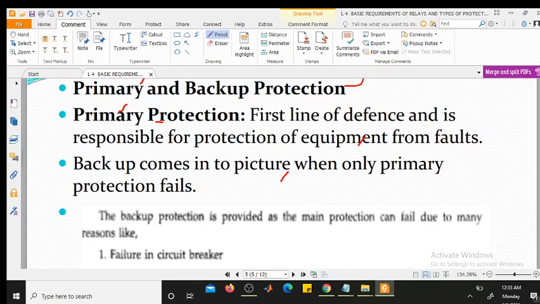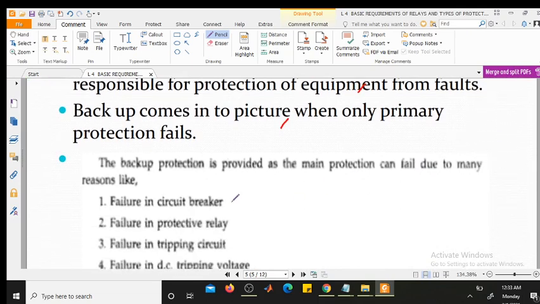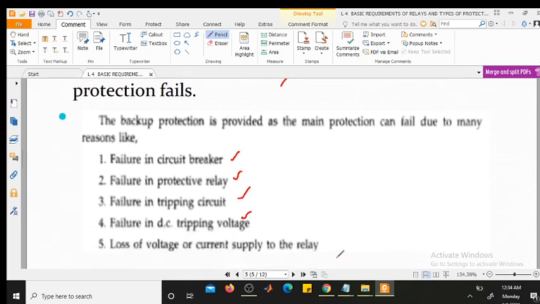Why does the primary protection fail? The primary protection may fail due to a circuit breaker problem, a failure in the circuit breaker, or a failure in the relay, or the tripping circuit is not tripped, or the DC tripping voltage is not there, or there is a loss of voltage or current to the relay. So mainly these are the reasons for the failure of the main protection. 95% of the time there will not be any failure of the main protection scheme, but there are fair chances.